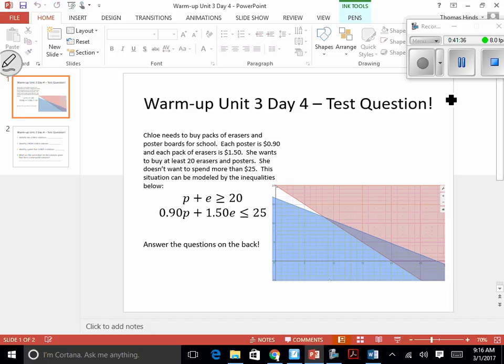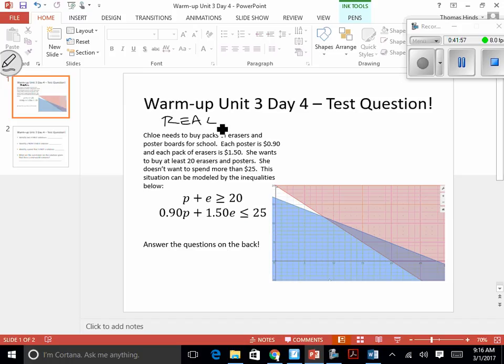On any real world problem, and that's what this is, I'm going to have you write the words real world right above it. In any real world system of equations or system of inequalities problem, there are always two things they're talking about. So real world, step one is to identify the two things that they're talking about. They're talking about erasers and poster boards.